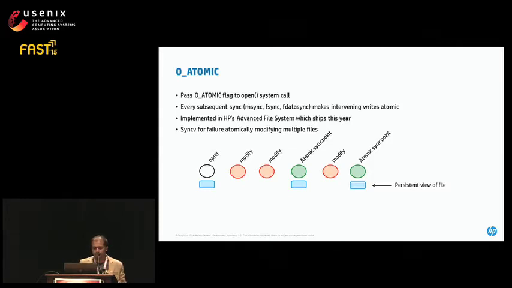So here the white and green circles are the atomic sync points, and we achieve this using existing system calls: msync, fsync, and fdatasync. In the event of a failure between any two sync points, the file is rolled back to a previous sync point.